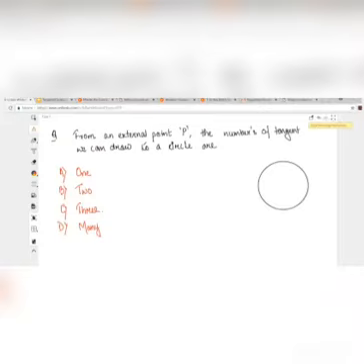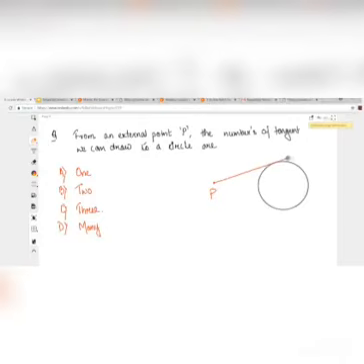Next question is, from an external point P, suppose there is an external point P, okay? Now the number of tangents that we can draw to a circle, how many tangents can we draw from this point to the circle? So options are 1, 2, 3, or D option, that is many or infinite. Yeah guys? Oh, very quick answers. So you know this topic almost.